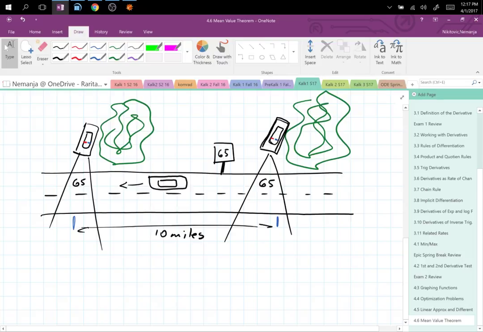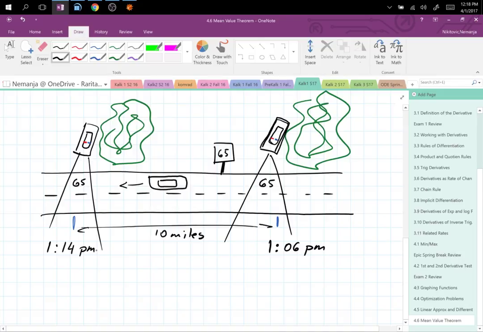So what happened here? Well, the issue is that you passed through the first gate at 1:06 p.m., right? Through the first trap at 1:06 p.m. and you were doing 65. That's good, right? And you passed through the second gate at 1:14 p.m.